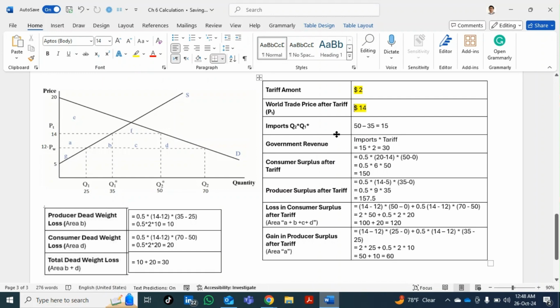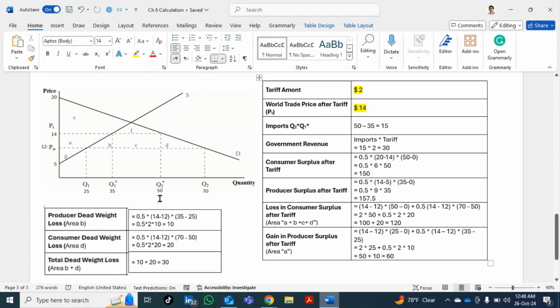Okay. Now the first thing is, let me calculate step by step. First impact we will see on imports. What will happen to your imports? Immediately when the market prices rise, the local production will start increasing from Q1 to Q1 star. So it will move from 25 to 35. At the same time, the local consumption overall will decrease from Q2 back to Q2 star, from 70 to 50.